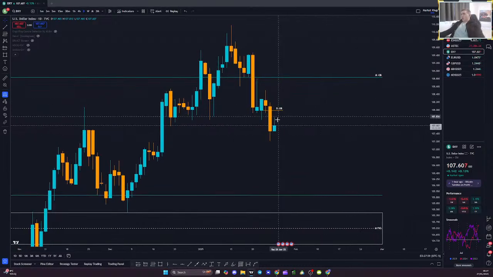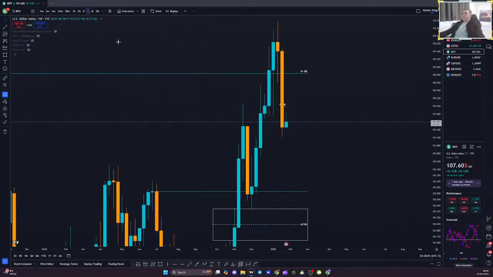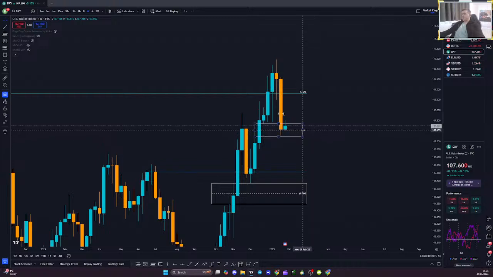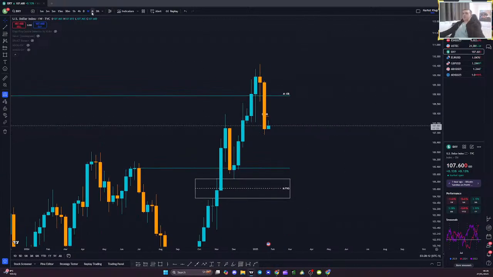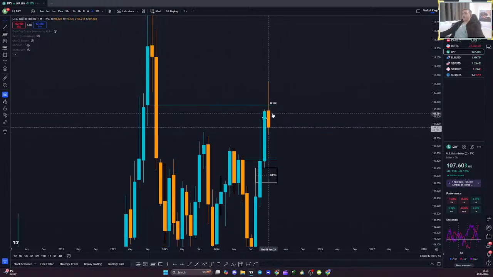So yeah, on DXY, I do want to see if we manage to have a push up into this daily bearish order block and then continue lower, or if we're gonna find support on this weekly fair value gap and go back to the upside. I just wonder how this monthly candle is gonna close. If we are gonna stay below this order block, then most likely we are gonna continue lower into this area.